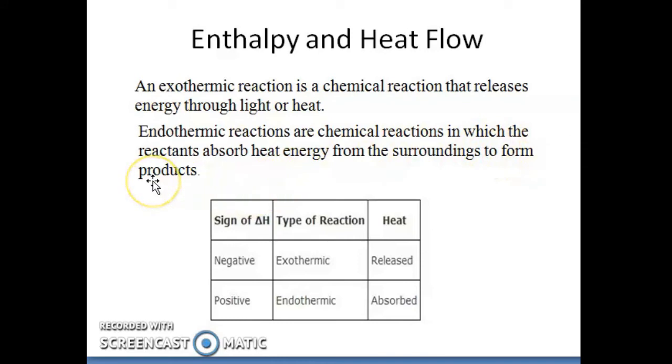So when we say the relation between exothermic and endothermic reactions with enthalpy change, we could say that if it is exothermic, heat is being released and the value of delta H, that is change in enthalpy, will be negative. And for endothermic, the heat is being absorbed, so the value of your change in enthalpy is positive.